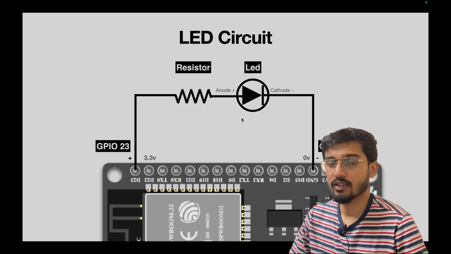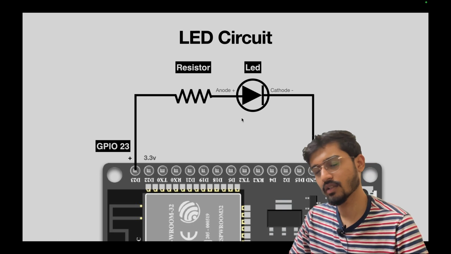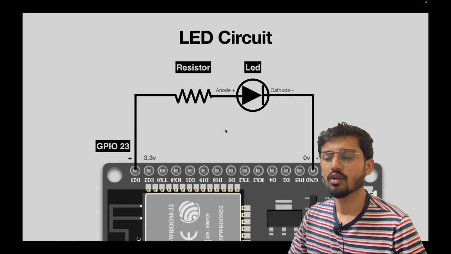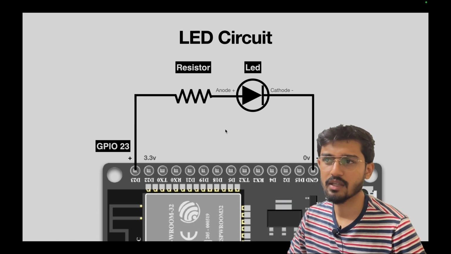Now, instead of connecting to the VIN pin, in this example, I have connected it to pin number 23. The reason being we want to blink the LED, or we want to control the LED, so we can use the GPIO to do so. So let's go ahead and start building this circuit.